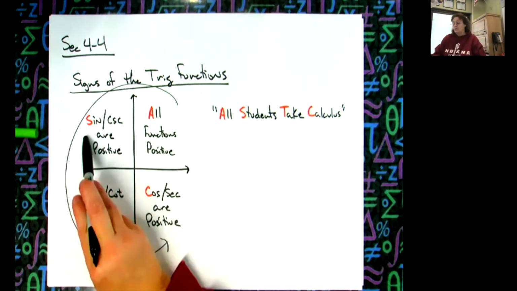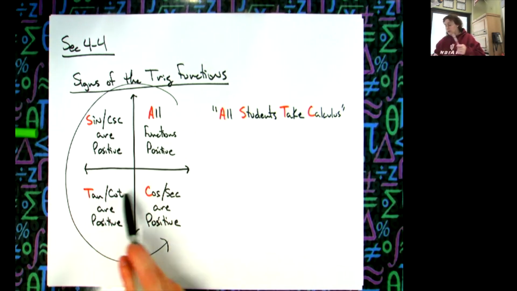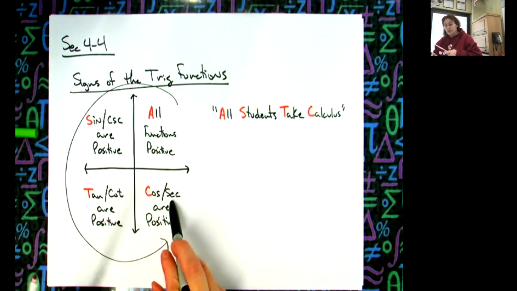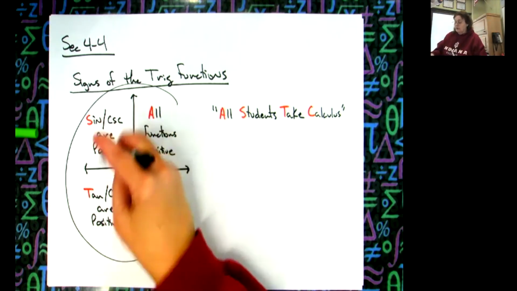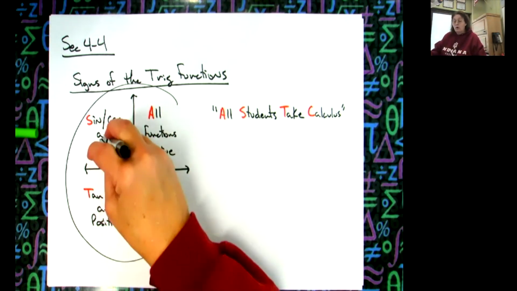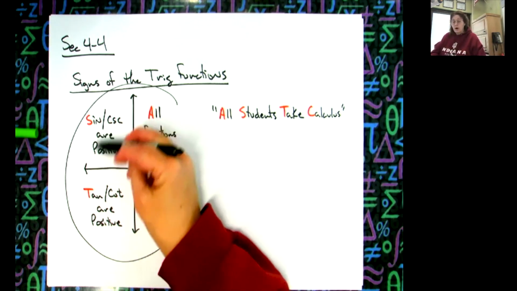Sine goes with its opposite cosecant, tangent goes with its opposite cotangent, cosine goes with its opposite secant. Now what I've done in this is I've only listed the trig functions which are positive. So that means all other trig functions, like cosine, tangent, cotangent, are negative.